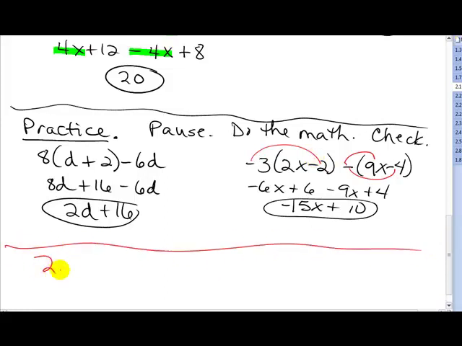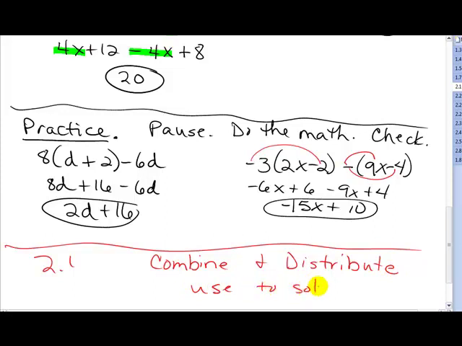Alright, so this is 2.1. We looked at combining and distributing, and we're going to use both of these to solve equations soon in our next few sections. So get this homework done so that you'll understand what's going on when you get to the next one. Good luck.